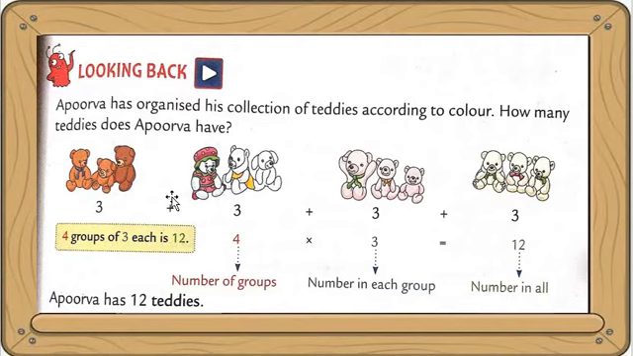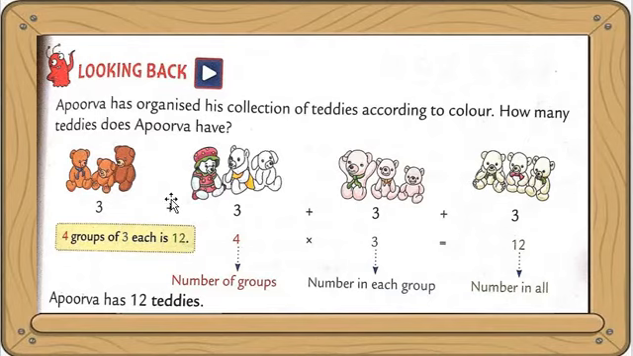So each group has 3, 3, 3. Each group has 3 teddies. How many teddies in each group? In each group, 3 teddies are there. Got my points? In one group, in each group, we say that each group has 3 teddies.